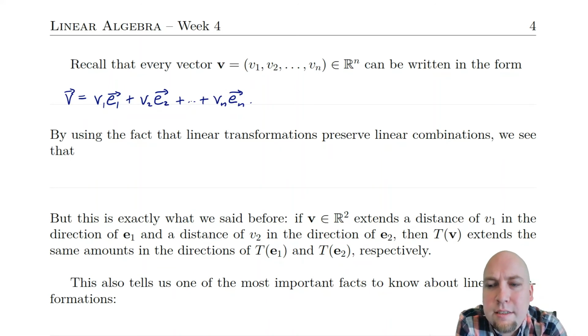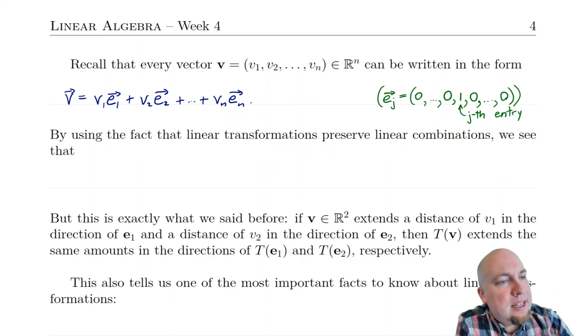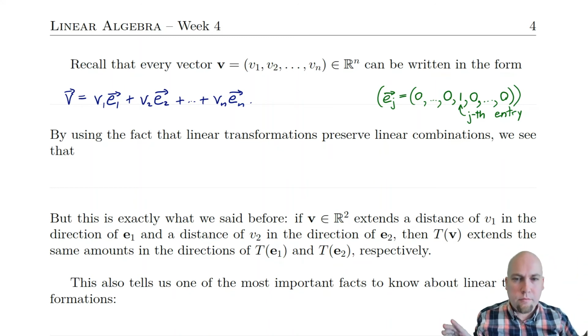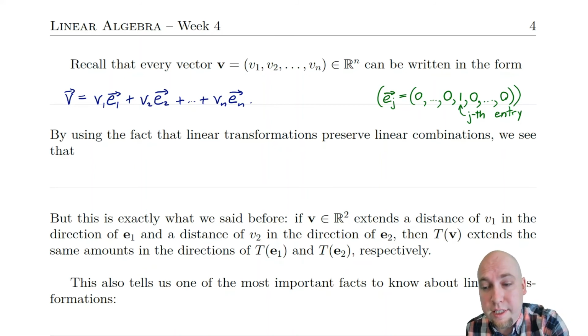The way I'm going to try to convince you of that is, remember that every single vector can be written as a linear combination of the standard basis vectors. So you can write it as first entry of v times e1 plus second entry of v times e2, all the way up to last entry of v times en, where remember these e vectors, these standard basis vectors, are the vectors that have just a single 1 in one of their entries and everywhere else is 0.